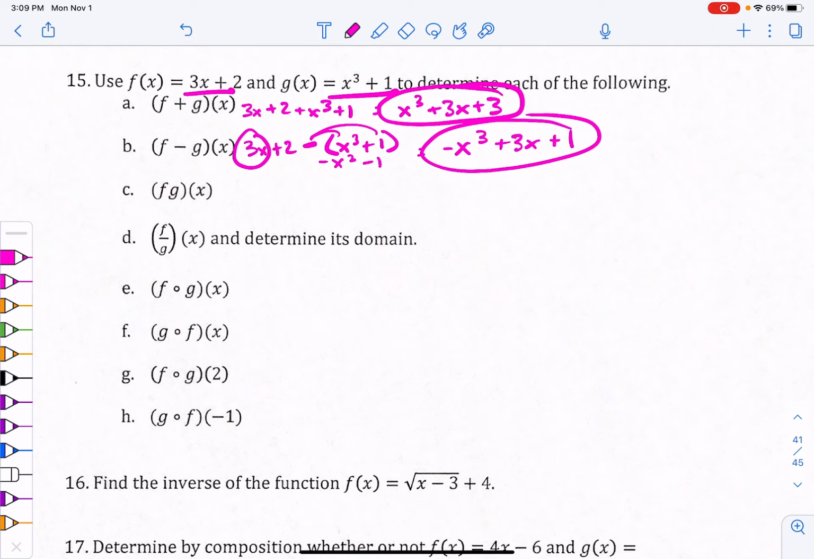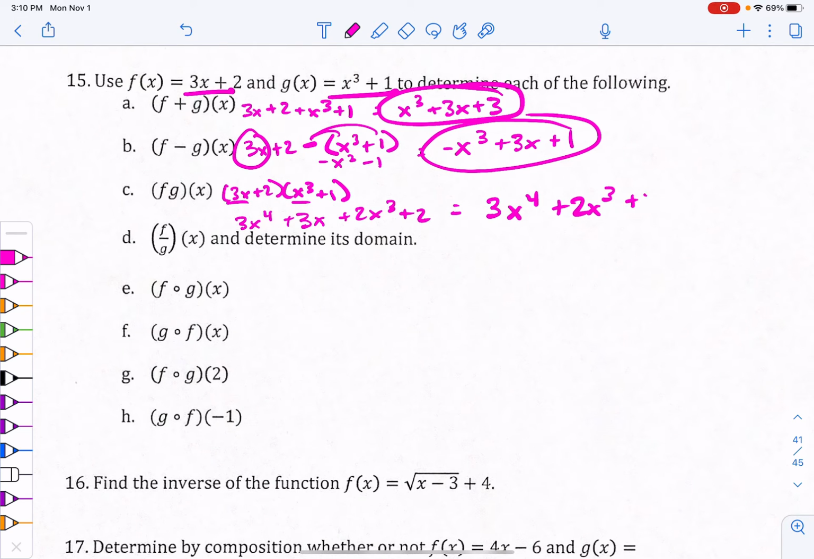Okay, f times g, we're going to FOIL this guy. Let me write it out first. Okay, we're going to FOIL, so 3x to the fourth plus 3x plus 2x to the third plus 2. That's what it will look like FOILed. And then I'm just going to put them in order. So 3x to the fourth plus 2x to the third plus 3x plus 2. That's what it will look like. Lots of stuff. All right.